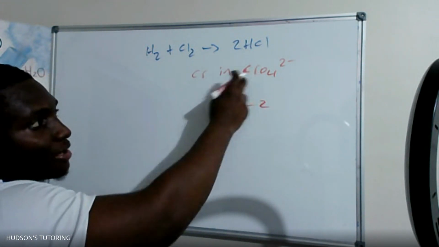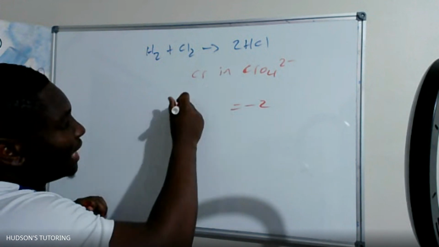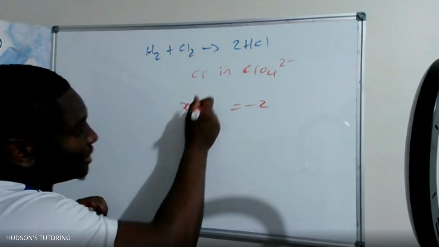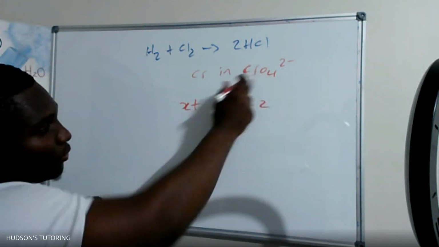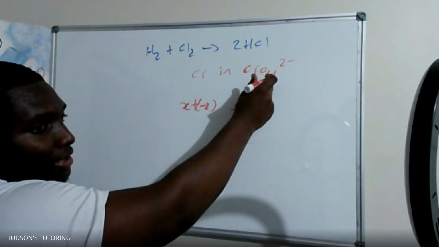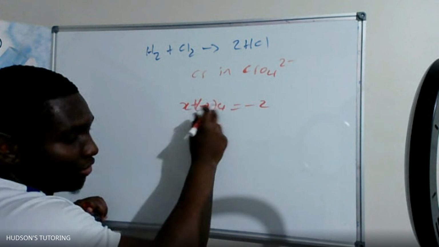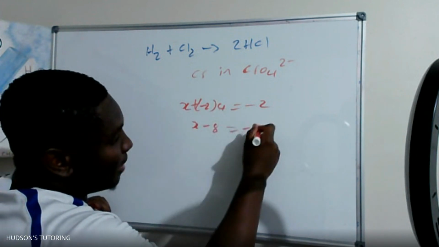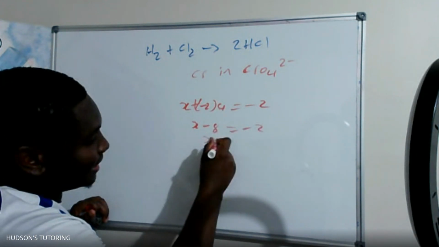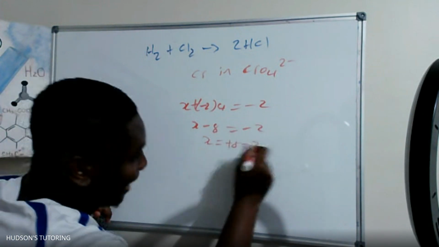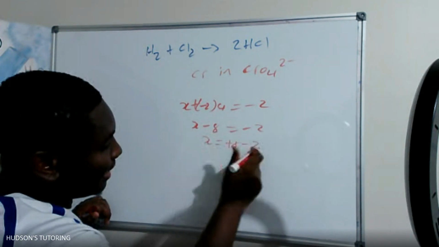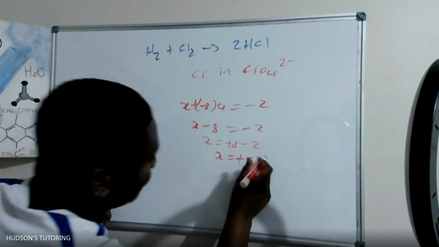We want to find the oxidation state of chromium, so we're going to put an X, plus the oxidation state of oxygen, which is -2. It's 4 oxygens, so it is X plus (-2 times 4), which is -8, equals -2. Transpose: X is equal to positive 8 minus 2. 8 minus 2 is 6, X is equal to +6.